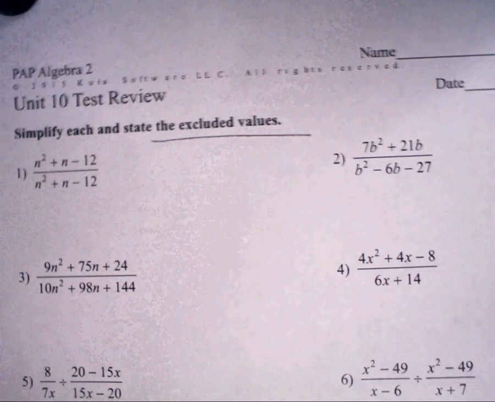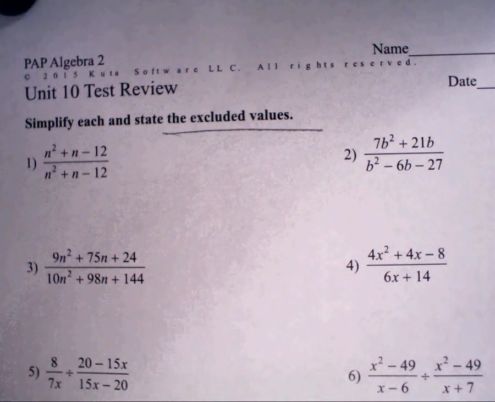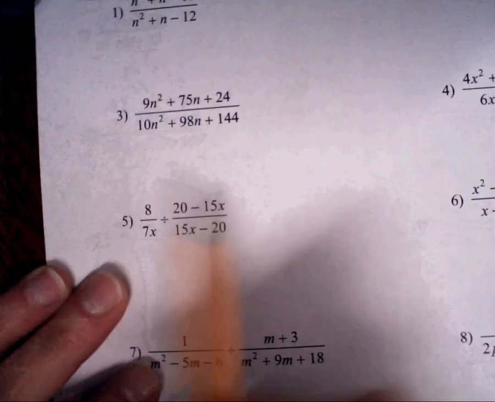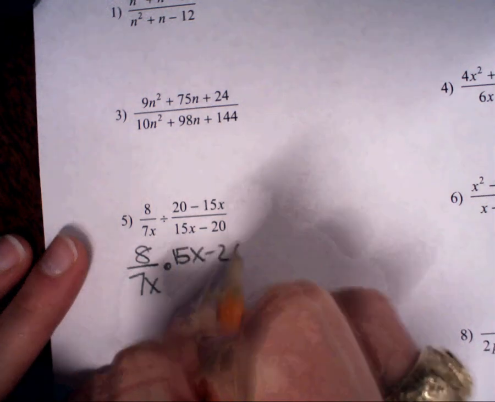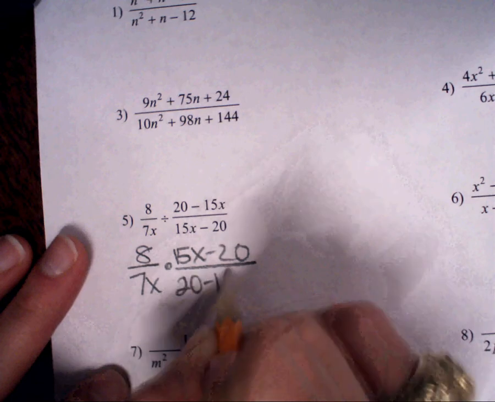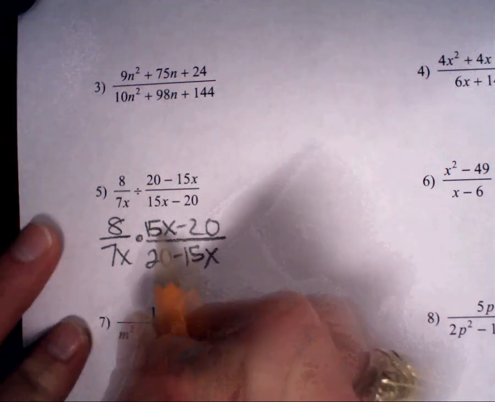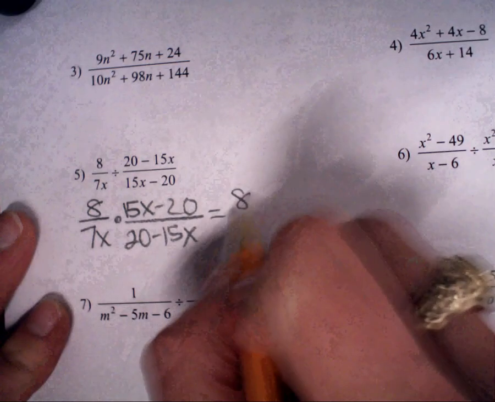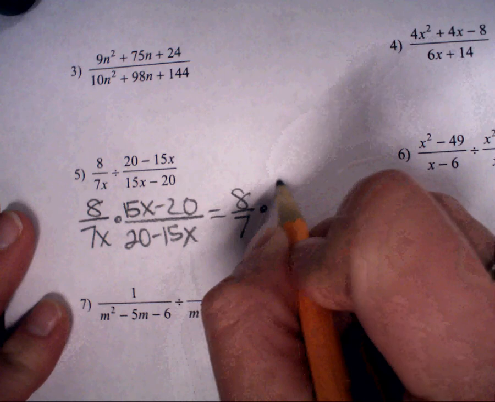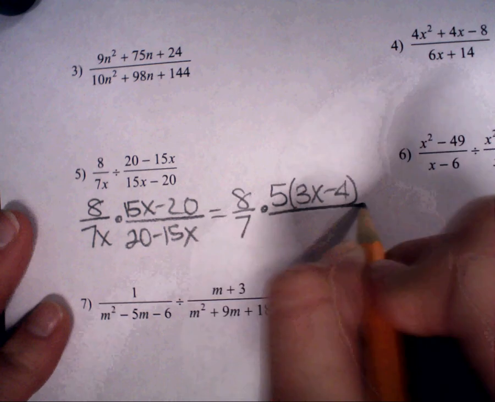I want to work number 5 and 6, and maybe number 9. We'll just see. So, first thing we're going to do is go ahead and flip this. Okay, so now I want to go on and factor. Nothing cancels right now because we have binomials that are not the same, and monomials that have nothing in common. So on top I will factor out a 5, and on the bottom I'm going to factor out a negative 5.